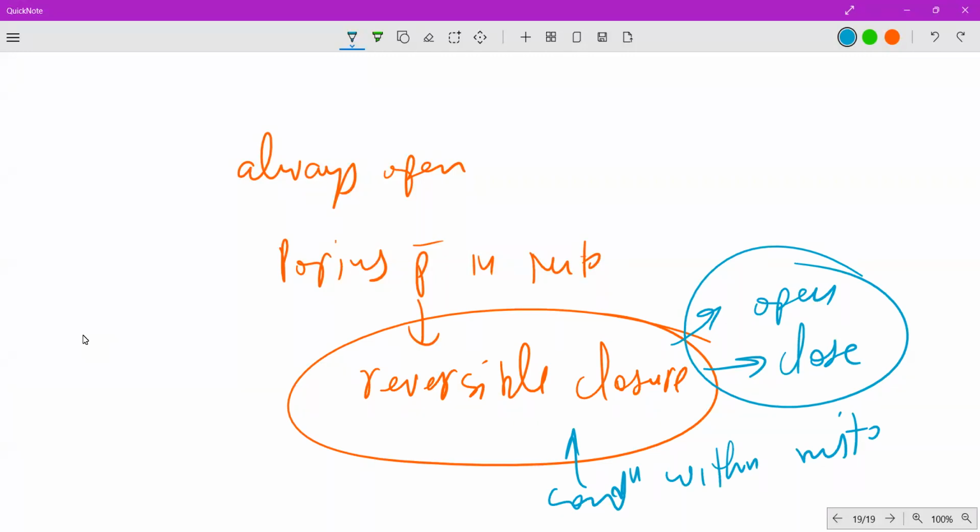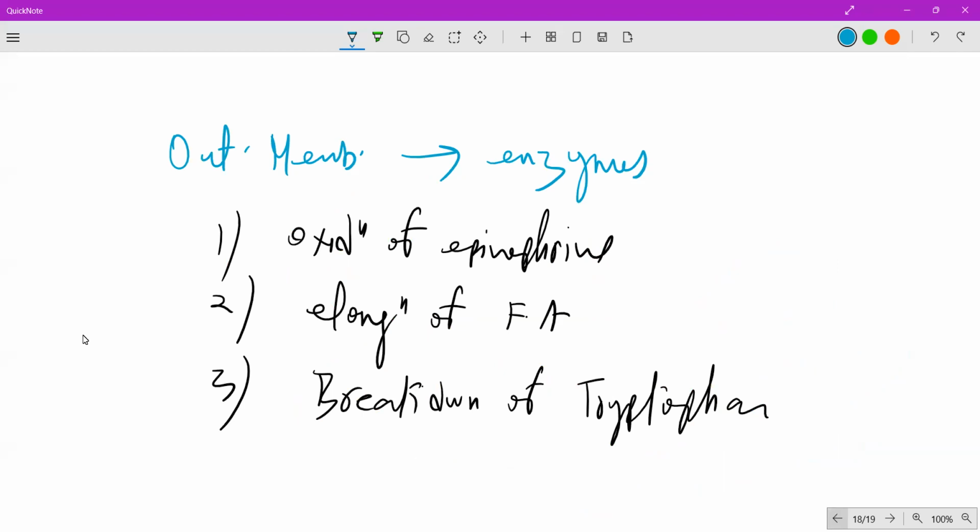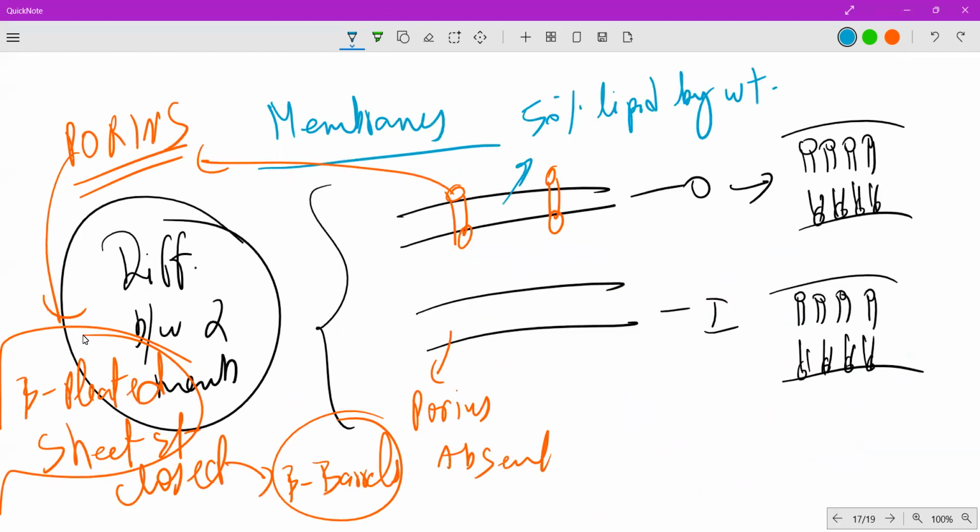Okay. So we're looking at the outer membrane. That means because these porins are present over here, the outer membrane comparatively is permeable. Solutes can enter. It is comparatively more permeable in comparison to the inner membrane. It is found to be more permeable because of the presence of these transport proteins called porins.